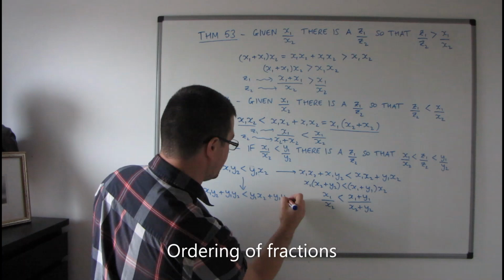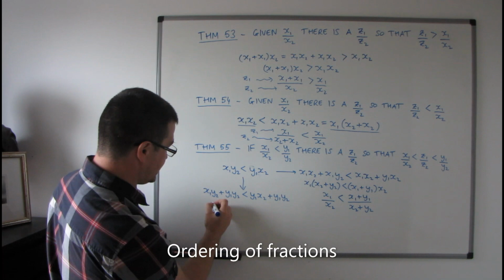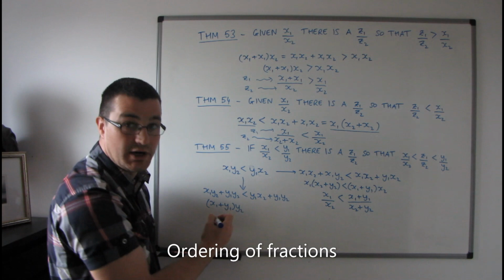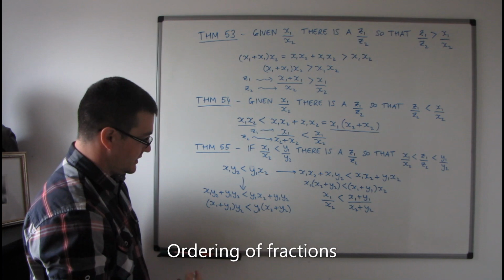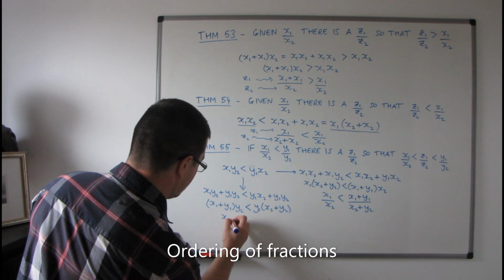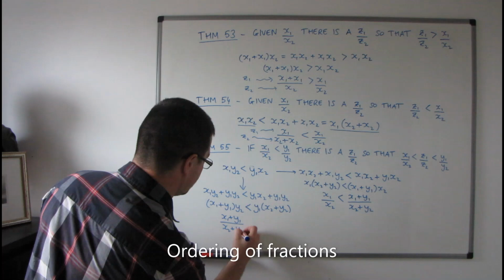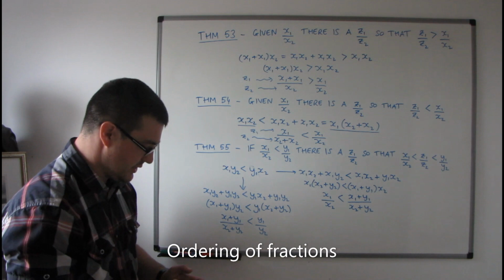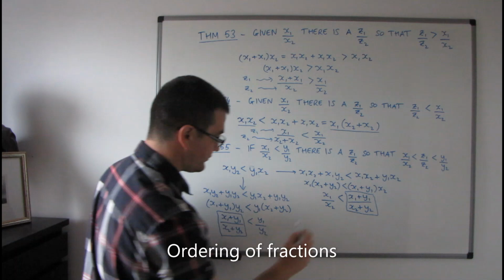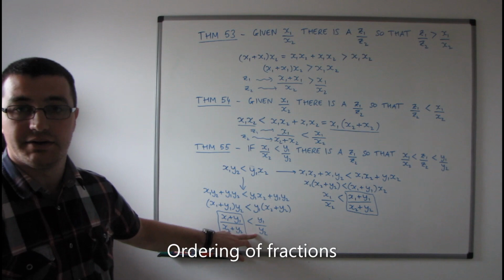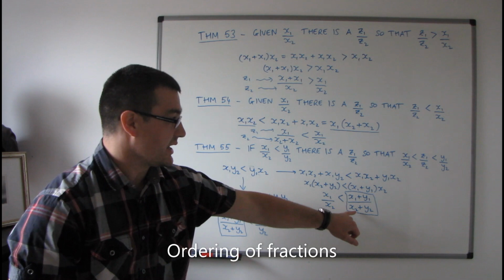Again, factorize both sides using this distributivity, I get that x1 plus y1 times y2 is less than y1 x2 plus y2. And then definition 10 tells me that x1 plus y1 over x2 plus y2 is less than y1 over y2. So what we've got here is the same fraction here as here, and that fraction is less than the y1 over y2, but it's greater than the x1 over x2.